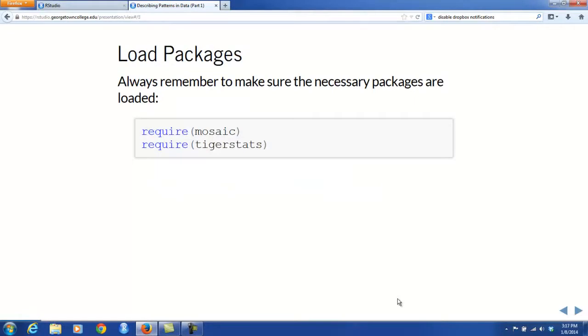Always remember to make sure that you have loaded the necessary packages. This can be done by typing in the following code that you see, but it can also be done by making sure that the little box next to the package name is clicked when you look in the Packages tab in the lower right-hand corner pane.